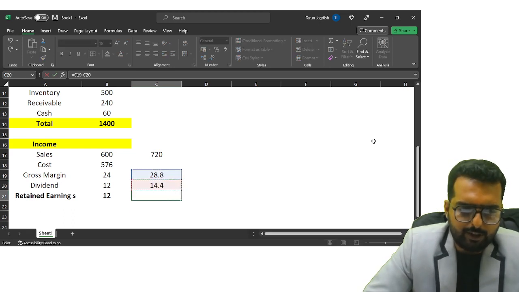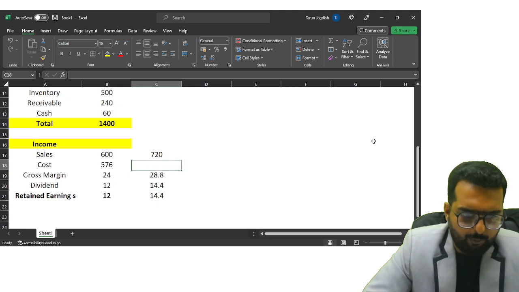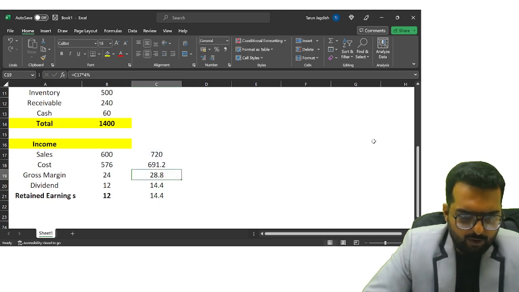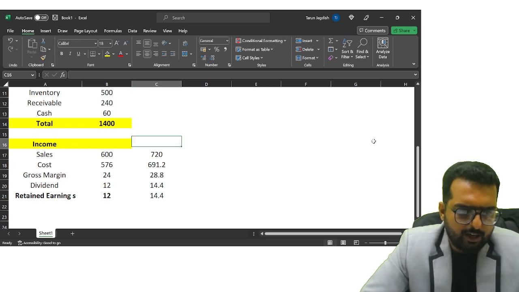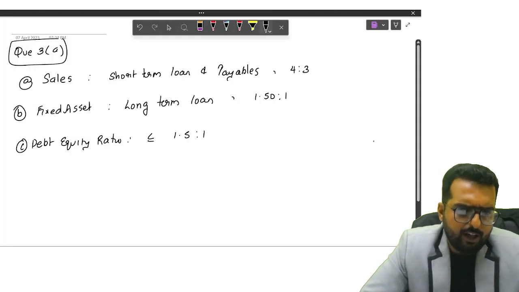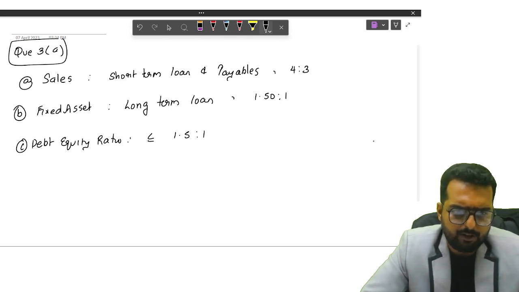Perfect. So if I reduce that, my net retained earnings will be 14.4. Am I right? Okay, you are all agreeing with me so far, correct? Now, after this is put up, they have told the other ratios also in the question: sales to short term loans and payables should be in the ratio of 4:3.